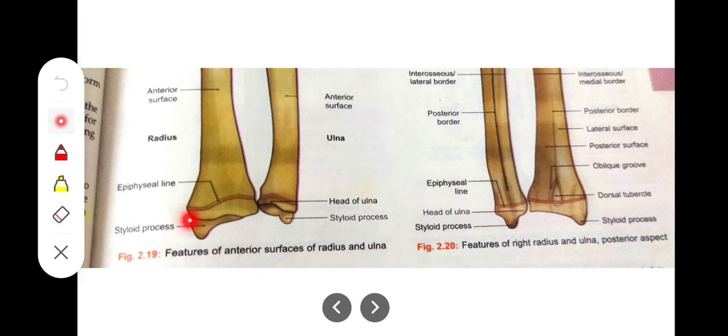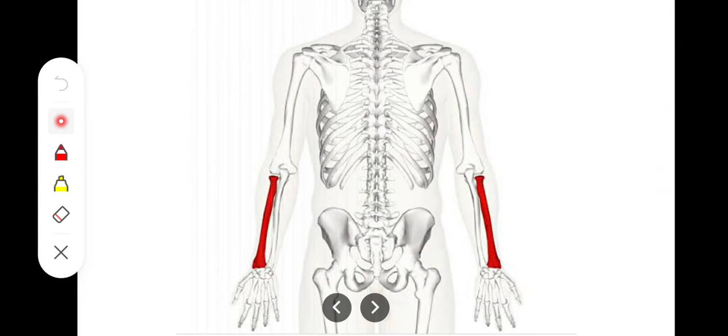Then the lower end of the radius is such that it is expanded, right? Anteriorly it will have a longitudinal ridge on which you also measure your radial pulse from the radial artery, and laterally there is an expanded, or you can say elongated, portion called the styloid process, right? So these are the important parts of the lower end of the radius, just the expanded portion.